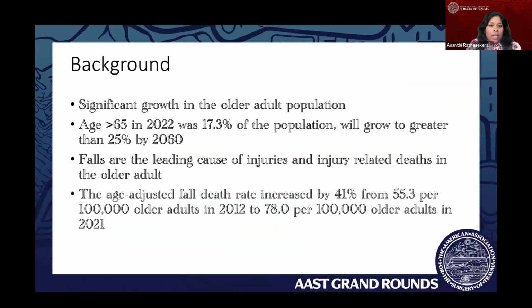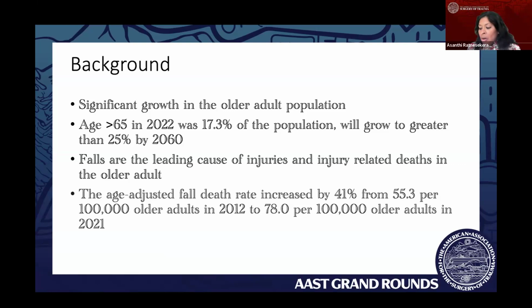I have no disclosures. So we all know that there's a pretty significant population growth in the older adult population. The population back in 2022 for age greater than 65 was about 17% and is predicted to grow to more than 25% by 2060.